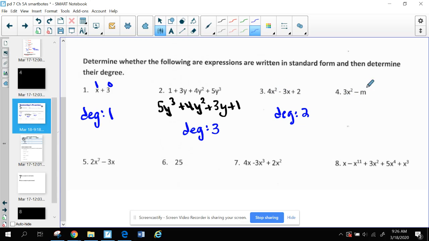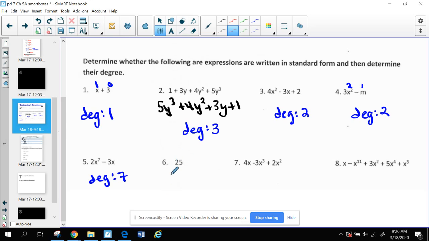Same thing over here. This is already in standard form. This is x squared, m to the first. So we have a degree 1, degree 2. So already in the correct order. So this would also be degree 2. As we move on to number 5, in standard form already, so we just take the largest exponent, so this would be degree 7.